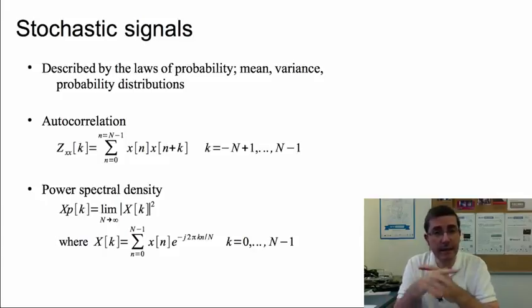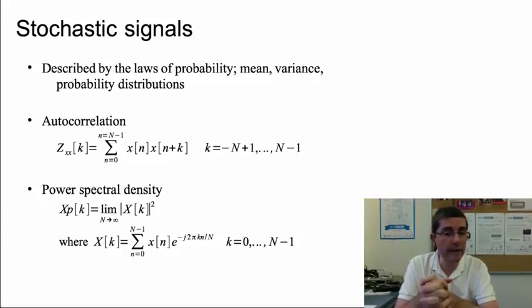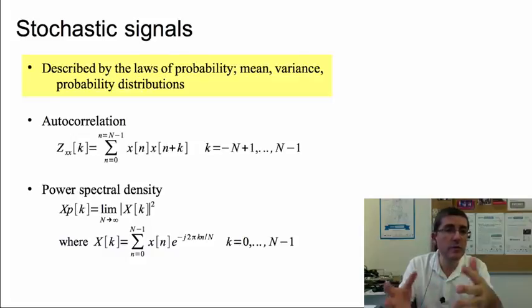What is a stochastic signal? Well, a stochastic signal cannot be described in a deterministic way. It can only be described probabilistically. The field of statistical signal processing deals with this type of signals, and it's a quite advanced topic. Here we'll give a very broad approach, which is sufficient for our needs. In statistical signal processing, we talk about the laws of probability as a way to describe these stochastic signals. And we talk about the mean, the variance, and the probability distribution of particular signals.